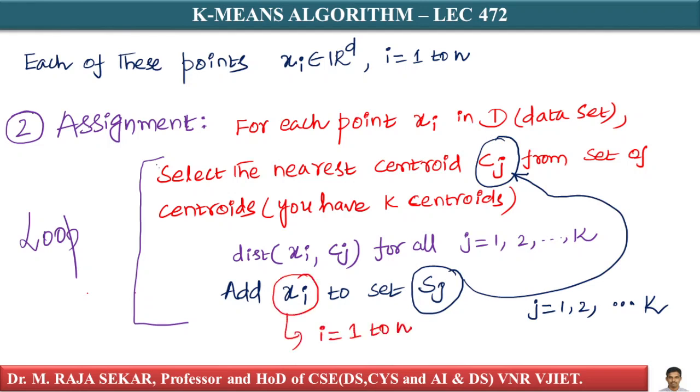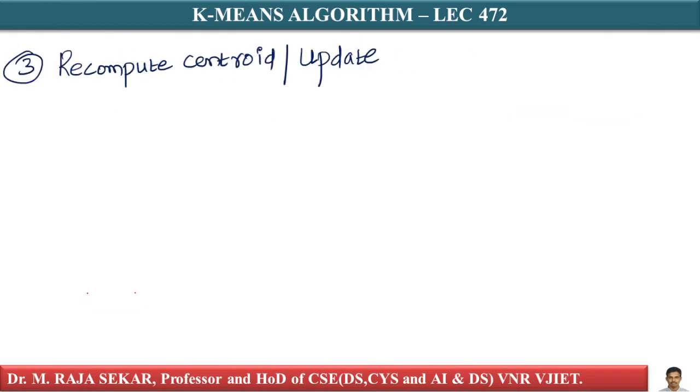Actually, in the third stage, here in step 2, for each xi you are finding the nearest centroid, identifying the corresponding set Sj, and adding this xi to Sj. That's what we are saying, isn't it? For i equal to 1 to n and j equal to 1 to k. Now, the third stage is called the recompute the centroid stage.